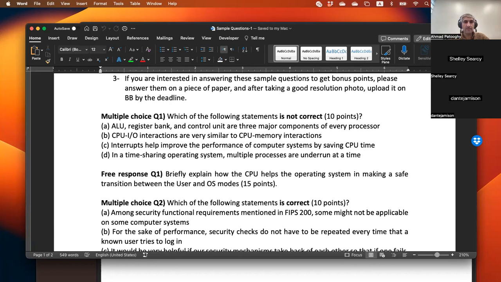And I'm going to start with free response 1, which says, briefly explain how the CPU helps the operating system in making a safe transition between the user and operating system mode. So I explained in the class that in a time sharing operating system, you might have multiple processes, and it is the operating system that intervenes, takes the CPU back, and gives the CPU to the next process for execution and making progress toward finishing it.